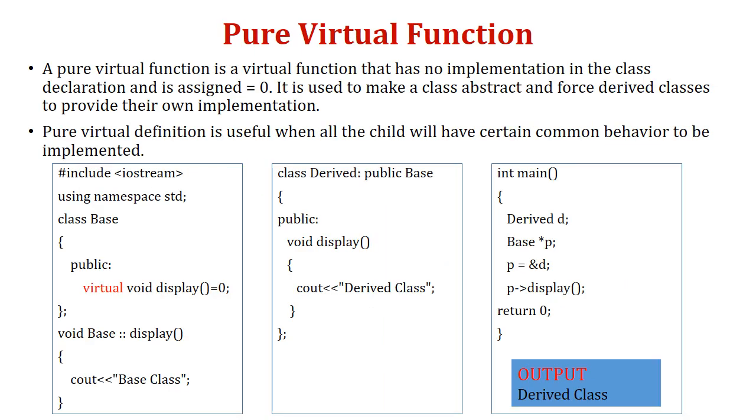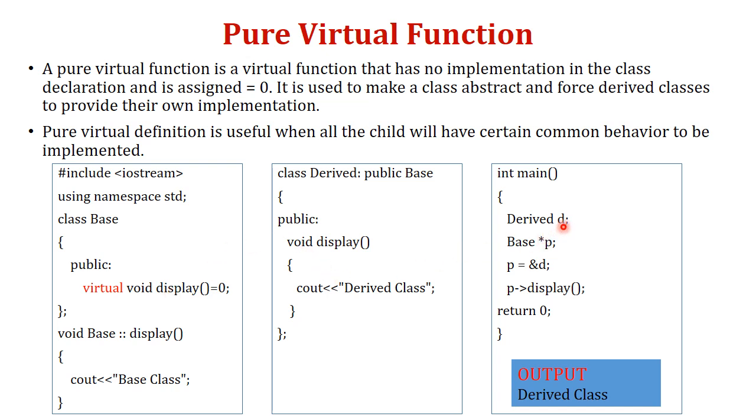And next one is the pure virtual function is a virtual function that has no implementation in the class declaration and is assigned to 0. It is used to make the class abstract and force the derived class to provide its own implementation. The pure virtual function definition is useful when all the children will have certain common behavior to the implementer. So here the concept is the virtual function, that is a function declared in the base class, the same function is defined outside of the class. Again the same function we use in the derived class.